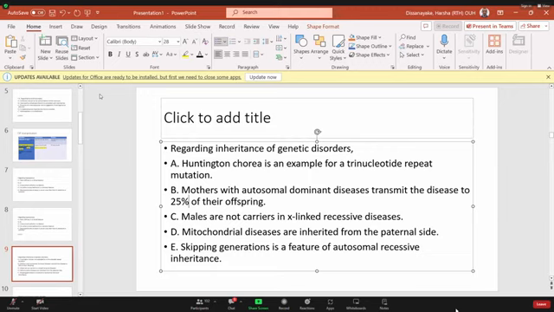Skipping generations is a feature of autosomal recessive inheritance. True or false? Questions? So, it is true. Because in autosomal recessive inheritance you need two mutated or abnormal genes to come together. So at one level of generation it might not happen, but it can happen in the next generation. In contrast, if there is skipping of generations, you can exclude autosomal dominant inheritance.